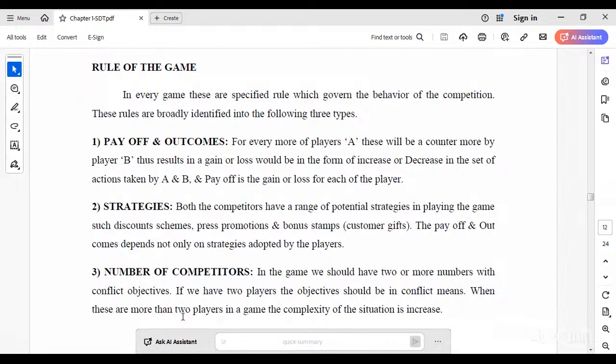Okay, so please go through these payoff and outcome. Meanwhile, it shares the rule of the screen.